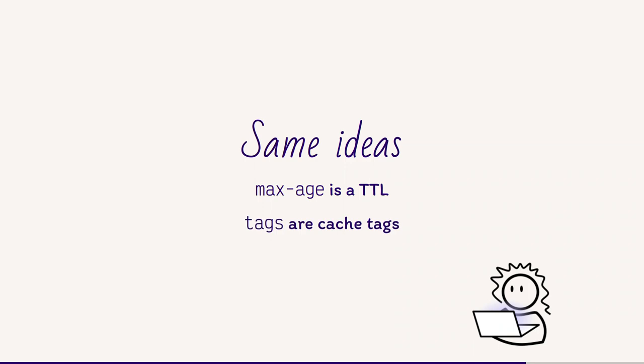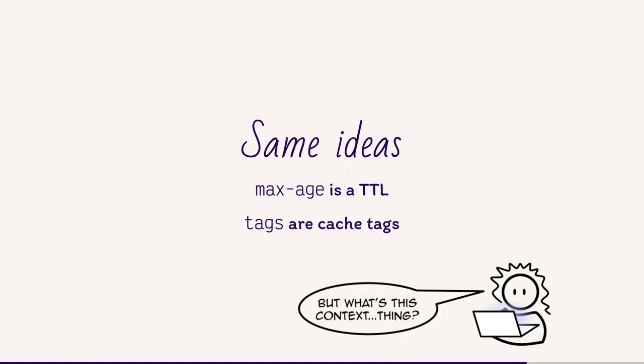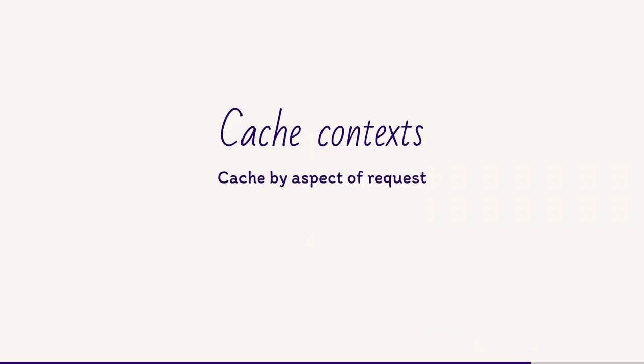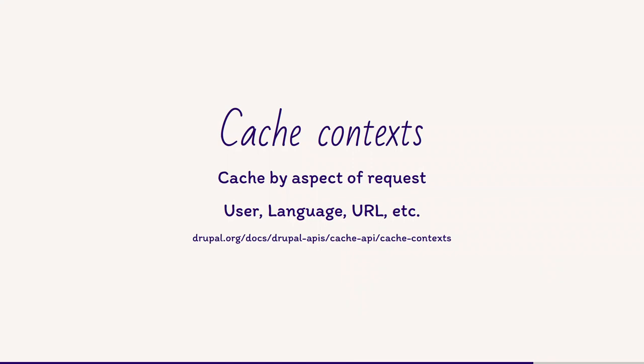So max age is a TTL, tags are just cache tags. But what the heck is this context thing? Well, render arrays actually can be cached by context or an aspect of the request. There's a number of different ones of these, such as the currently logged in user, the currently selected language, the URL, and a whole bunch of others. There's a page on Drupal.org which lists a lot of the more common ones.